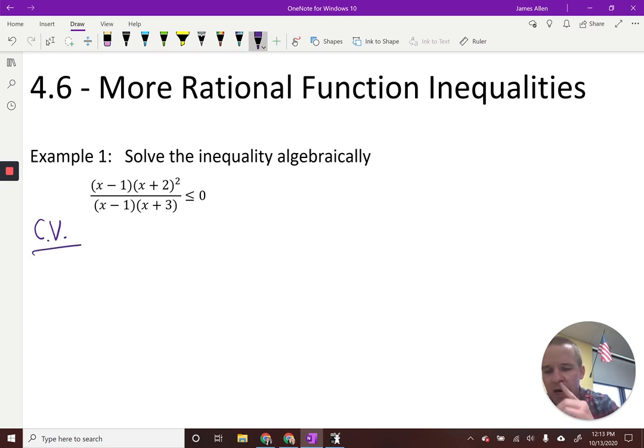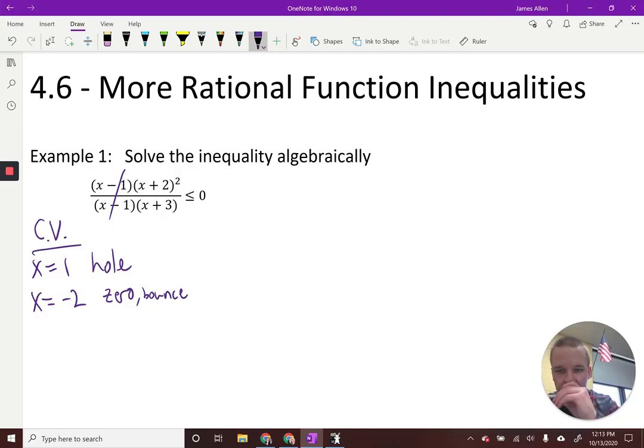Okay. So there's x equaling 1. What's happening at x equaling 1? That's a hole, right? Then x equaling negative 2 would be a zero. When our numerator equals 0, that's when it's crossing or touching the x-axis. Because it's a multiplicity of 2, we have a bounce. And then x equaling negative 3 is a vertical asymptote. Is there anything else with my critical values? That looks like about it. I've addressed everything, even the hole.